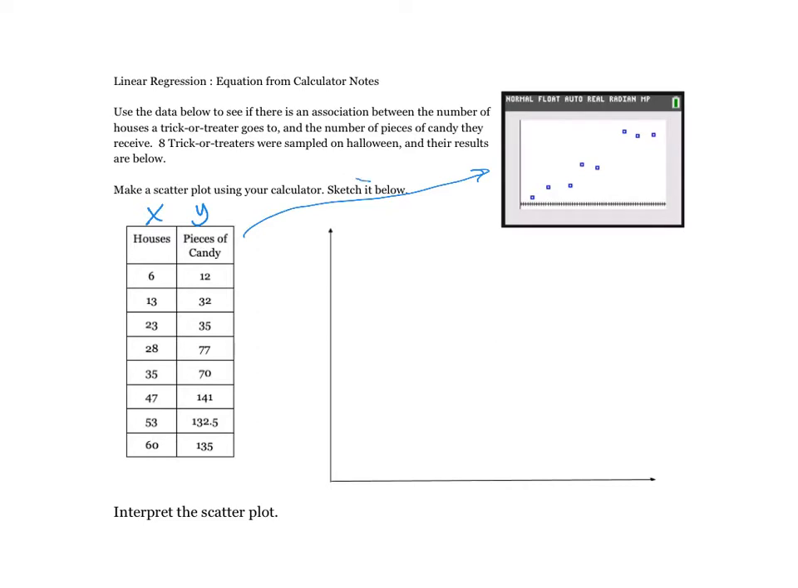But notice I said sketch this below. And you don't have to make a perfect graph when you're making a sketch of a scatter plot, but you should do a couple things. You should label the x-axis as houses, the y-axis as pieces of candy. And then all we need is just a quick sketch. Doesn't have to be perfect. It's just kind of relative.